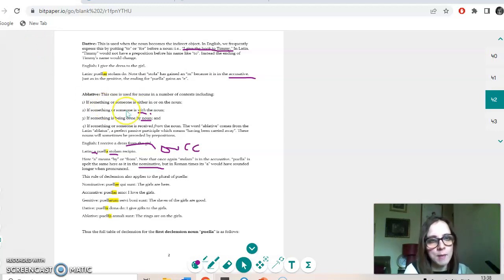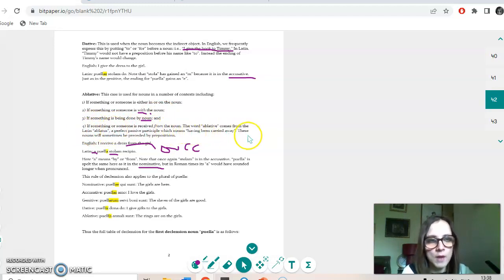And finally, we have the ablative. So the ablative is used in a number of contexts, but chiefly with the ablative, you have to remember that a noun is in the ablative when someone or something is either in or on it, or when something is being done by it or being given from it. So here I have listed these examples. So if something or someone is either in or on the noun, if something or someone is with the noun, if something's being done by the noun, and if something or someone is received from the noun.